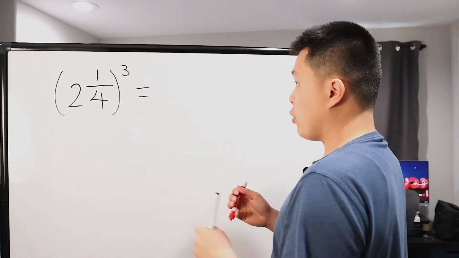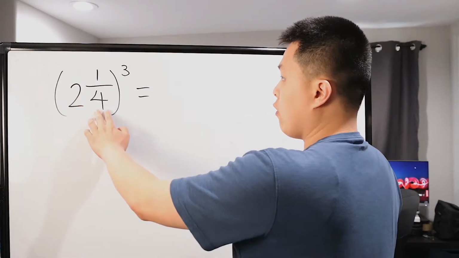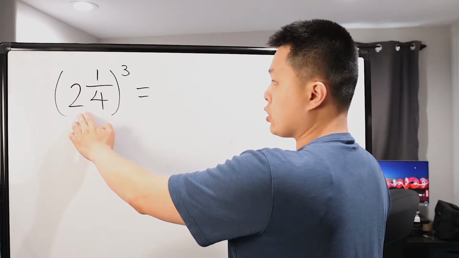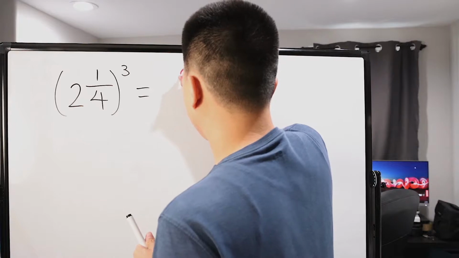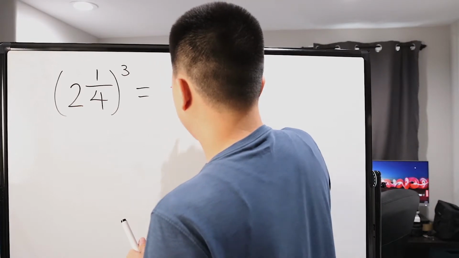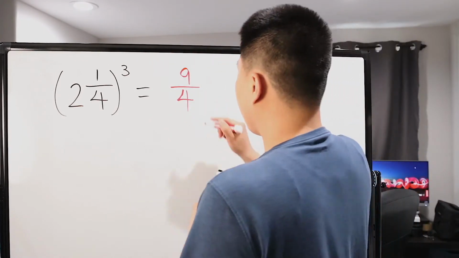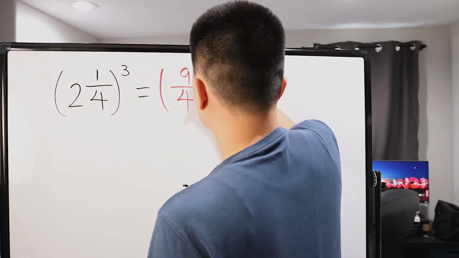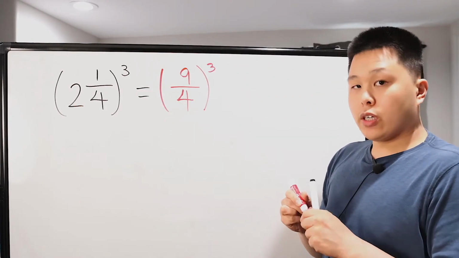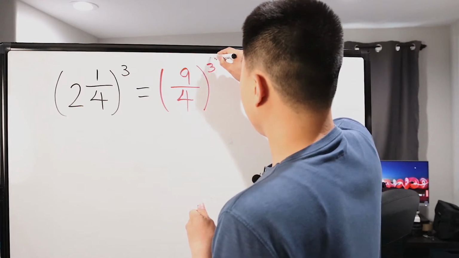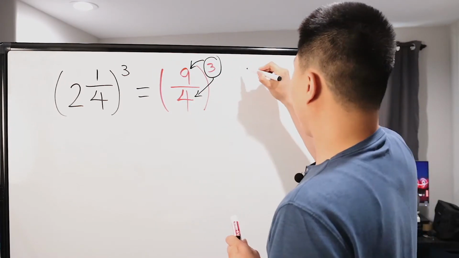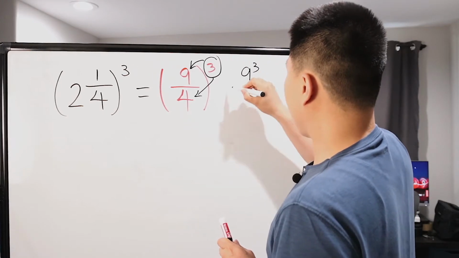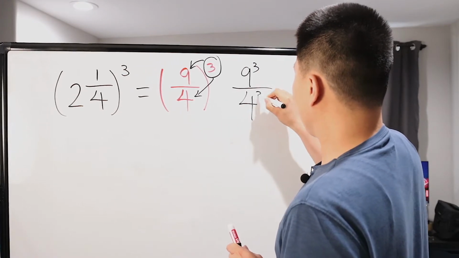So for this one, we're going to focus on this first. 4 times 2, which is going to be 8, plus 1 is 9. So the inside actually ends up being 9 over 4. Okay, we still have our to the power of 3. Now we're going to distribute the power of 3 to the numerator and to the denominator. So now we have 9 to the third power over 4 to the third power.